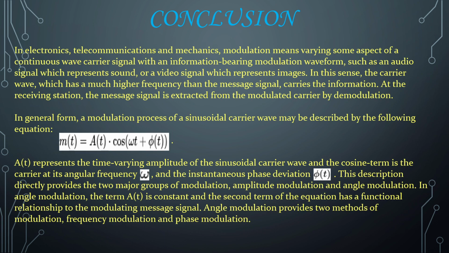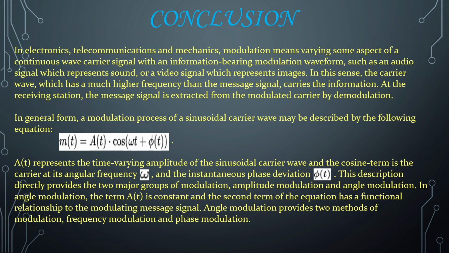Now we can conclude the topic by describing what amplitude modulation is. In electronics, telecommunication and mechanics, modulation means varying some aspect of a continuous wave carrier signal with an information bearing modulation waveform, such as an audio signal which represents sound or a video signal which represents images. In this sense, the carrier wave, which has a much higher frequency than the message signal, carries the information. At the receiving station, the message signal is extracted from the modulated carrier by demodulation.